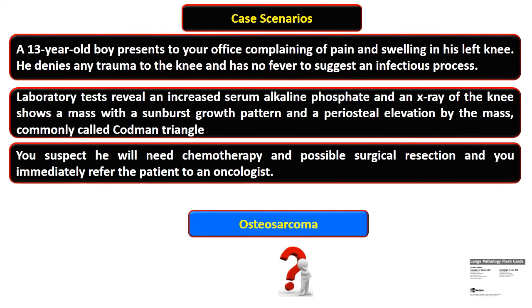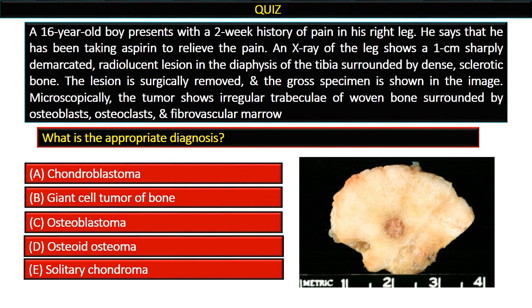A 16-year-old boy presents with a 2-week history of pain in his right leg. He says that he has been taking aspirin to relieve the pain, and X-ray of the leg shows a 1 centimeter sharply demarcated radiolucent lesion in the diaphysis of the tibia surrounded by dense sclerotic bone. The lesion is surgically removed and the gross specimen is shown in the image. Microscopically, the tumor shows irregular trabeculae of woven bone surrounded by osteoblasts, osteoclasts, and a fibrovascular marrow. What is the appropriate diagnosis?